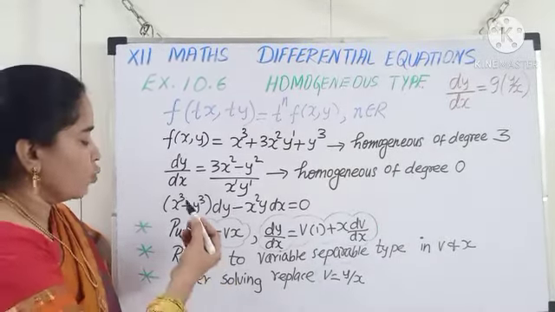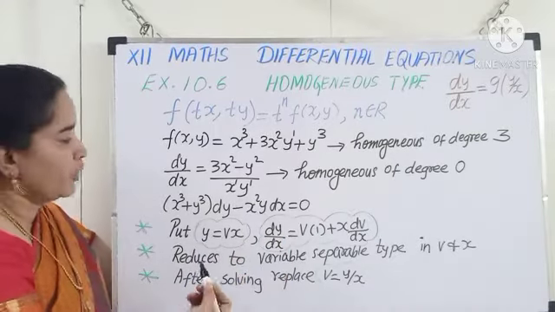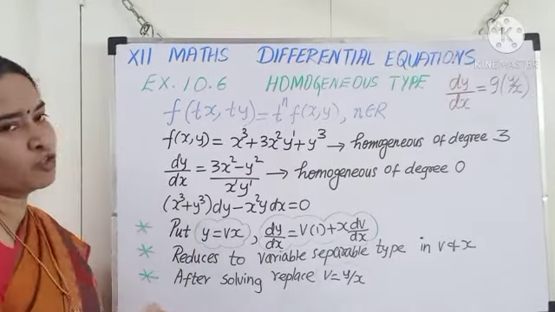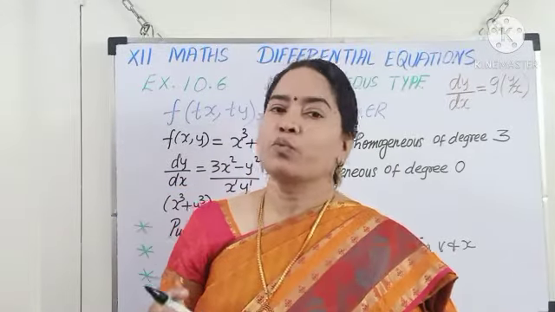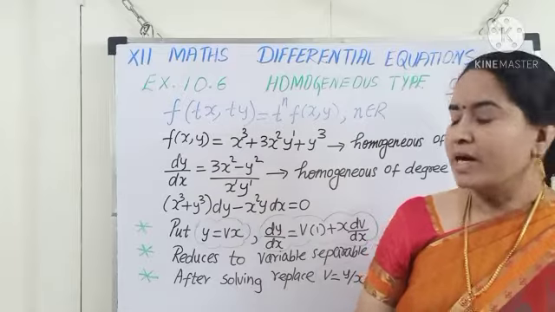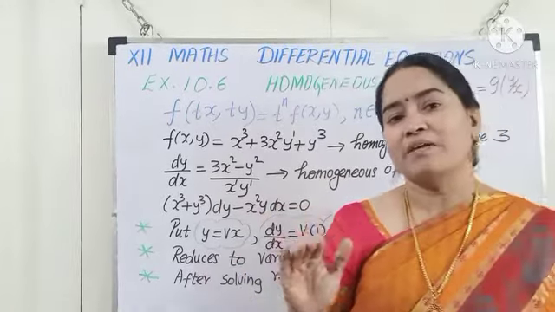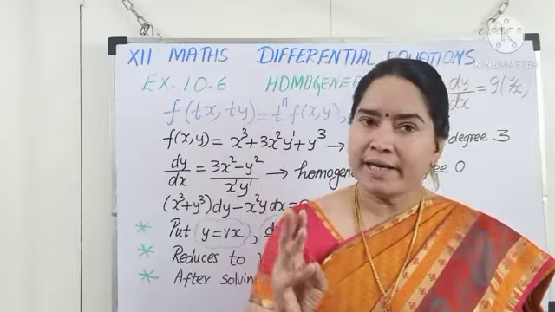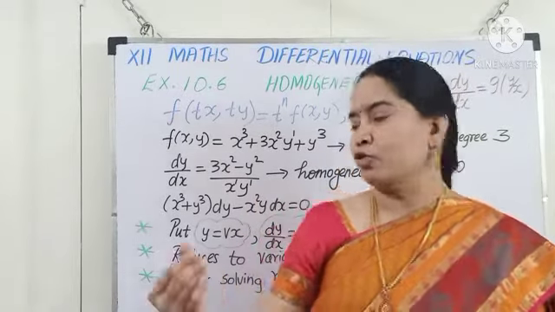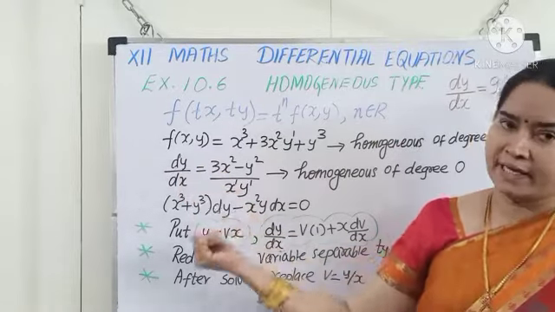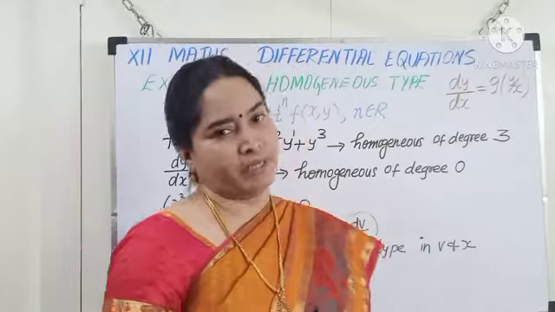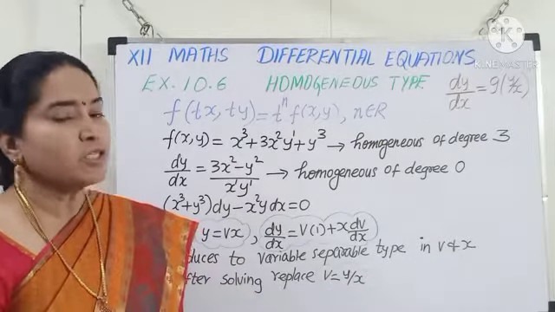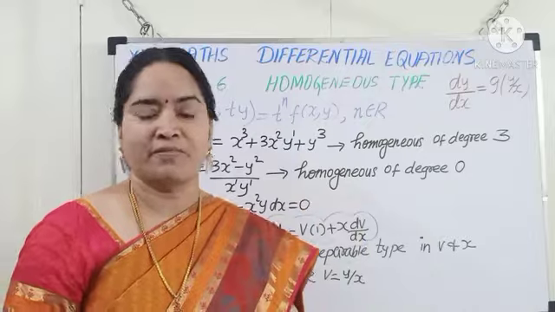Once I know y and dy by dx, replace y and dy by dx in the given equation. This will reduce to an equation containing v and x. But now it will be an easy format of the previous exercise. What did we learn? Variable separable. Now what are the variables? Already x was there. The new variable I introduced is v. The question was in y and x, but we have changed it to x and v. So this will reduce to variable separable type in x and v. So I can easily solve as we have done in the previous exercise.